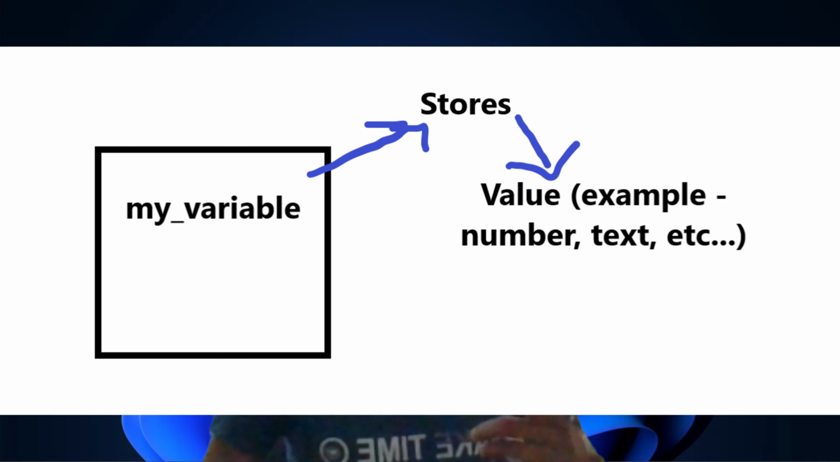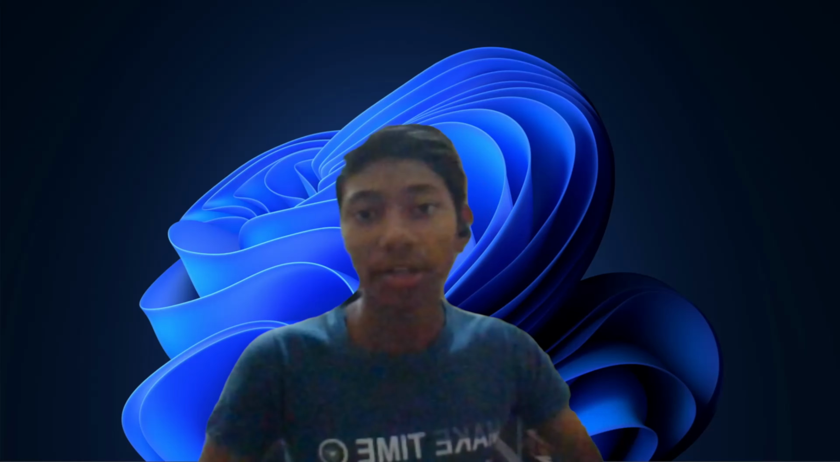In Python, a variable is a named container used to store data. You can think of it as a named box that holds a value. To create a variable, we use the assignment operator. Let's see how we do it.